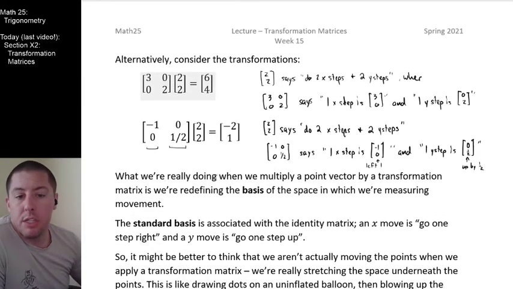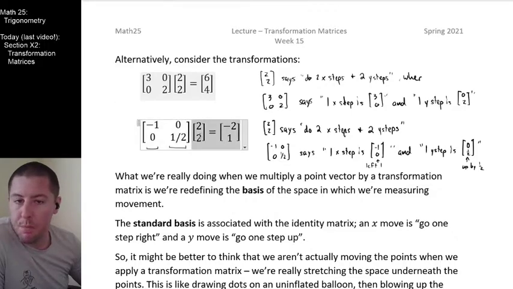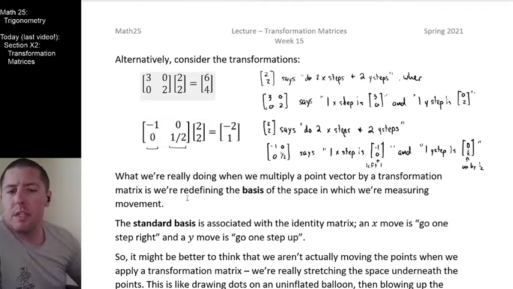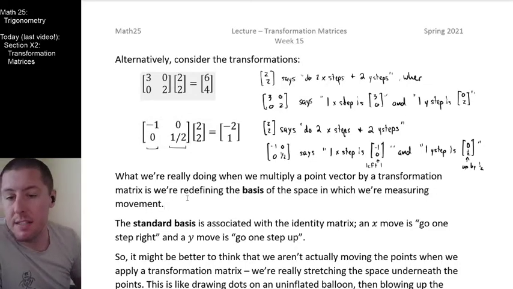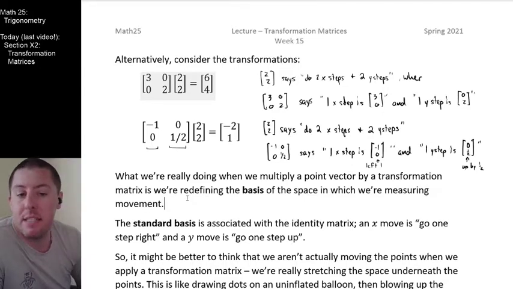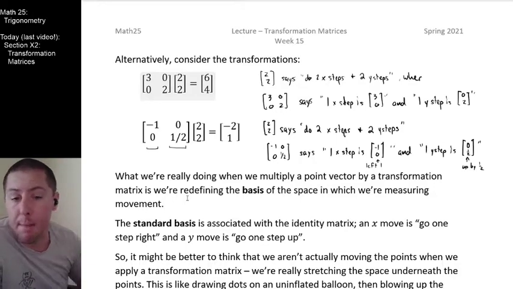So what we're really doing when we multiply a point vector like 2, 2 by a transformation matrix like this guy right here is we're really redefining the basis. This is our fancy math word for the day: the basis of the space in which we're measuring movement. The standard basis is the one that you're always used to, 1, 0 and 0, 1. One x step is 1 to the right, and one y step is 1 up.